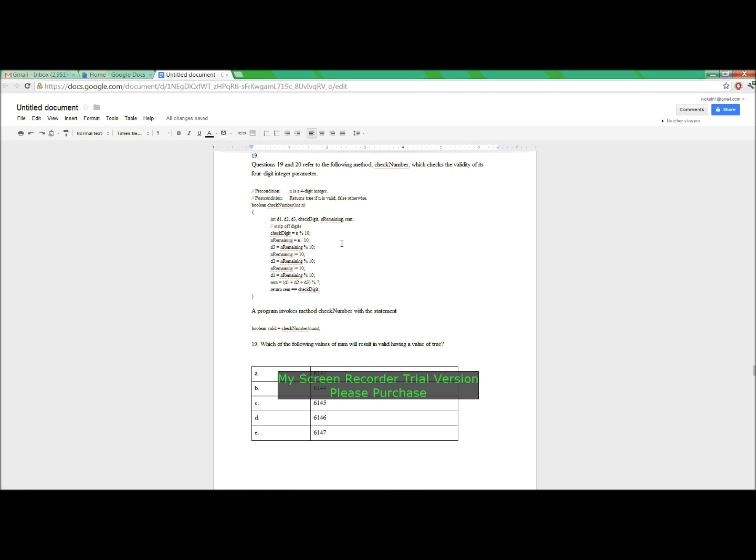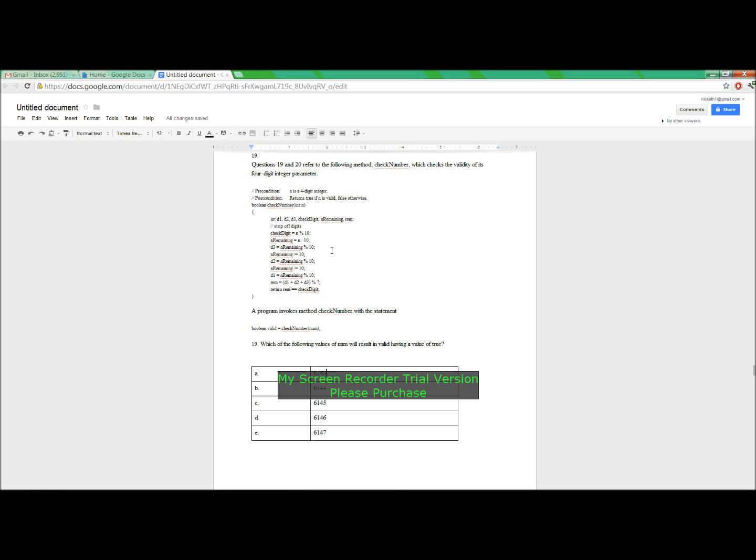So this is just an arbitrary method that will calculate a kind of random equality. So right here, the best way to do it is just to take one of these and just try it out.